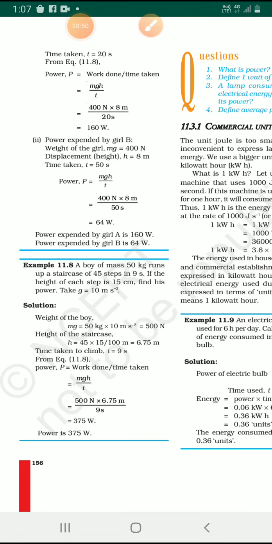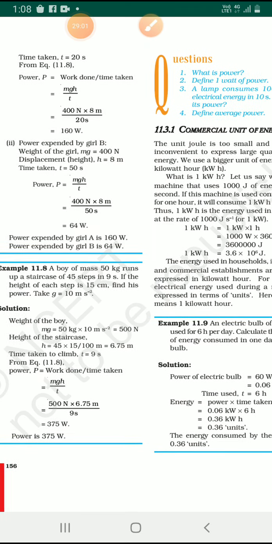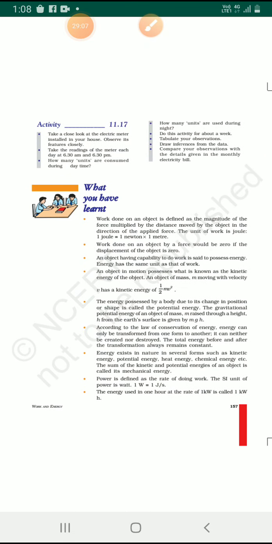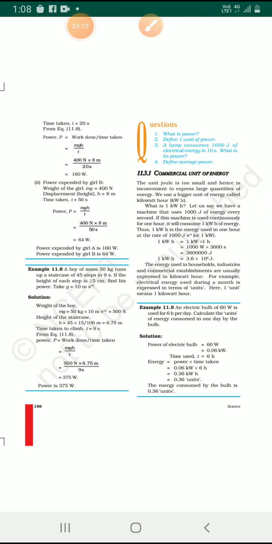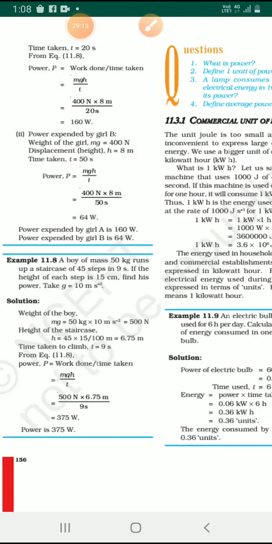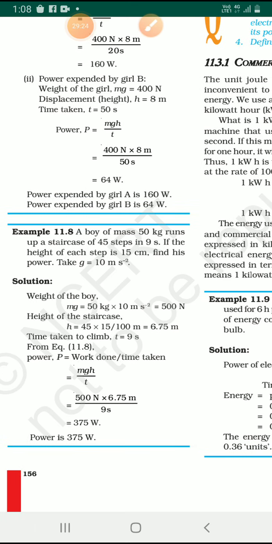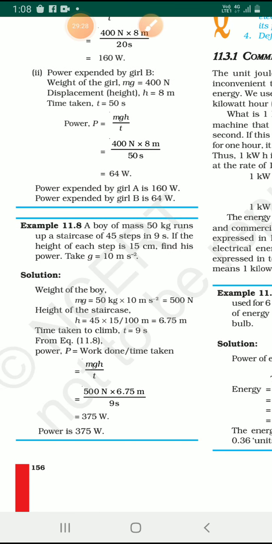Next problem. A boy of mass 50 kg runs up a staircase of 45 steps in 9 seconds. If the height of each step is 15 centimeters, find the power. Take g is equal to 10, because it is given as 10, so we'll take gravity as 10.